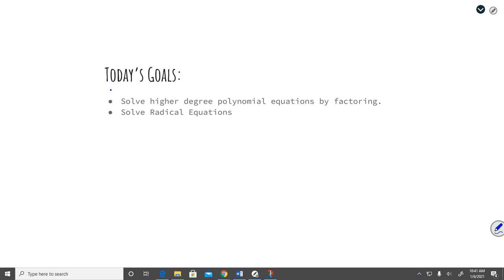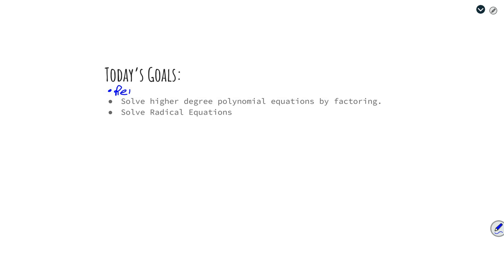The first thing that we need to do is a quick review or recap of factoring skills, because that's crucial to what we're doing today. You're going to solve some higher degree polynomial equations using those factoring skills, so I want to make sure you can factor. Then we'll solve radical equations. So we've got three things that we're doing today. First of all, let's just recap factoring.